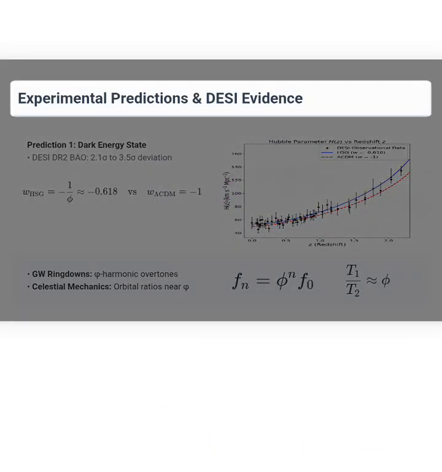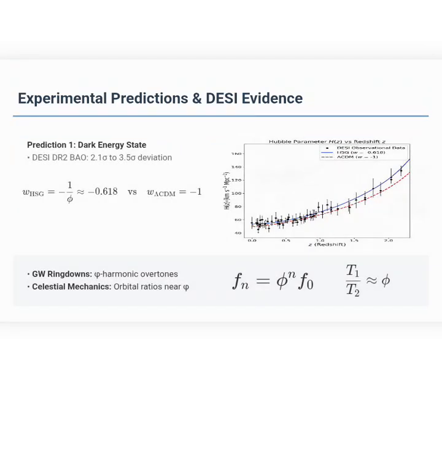Building on that cosmic smoothie analogy, it's time to see if our HSG framework actually matches the flavor of the real universe. As we discussed on the previous pages, a theory is only as strong as its falsifiable predictions. Today, we're looking at the hard astrophysical evidence.